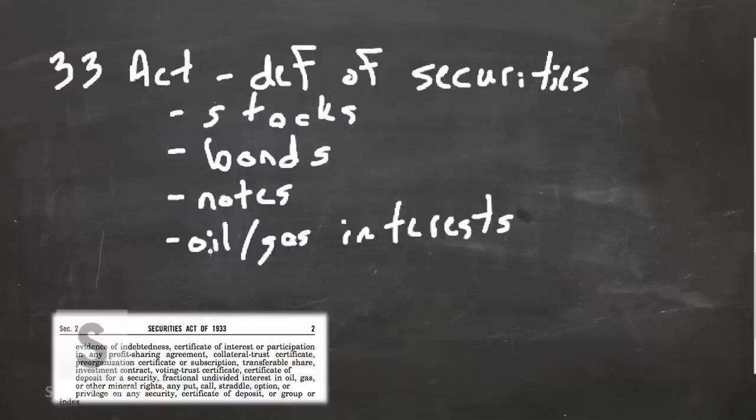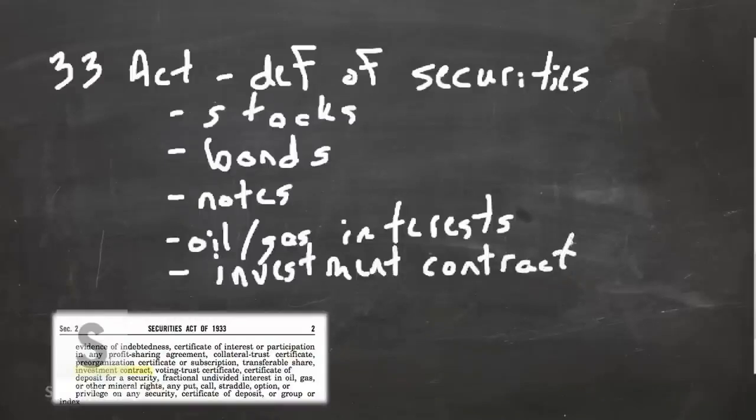And how do you think that would be handled? How would you handle the idea that some types of new investments may come along, not specifically named in the definition set up by the 33 Act? How would you handle that? Congress handled it by using essentially a catch-all provision. If you look, you'll see the term here, investment contract. An investment contract. What's an investment contract?